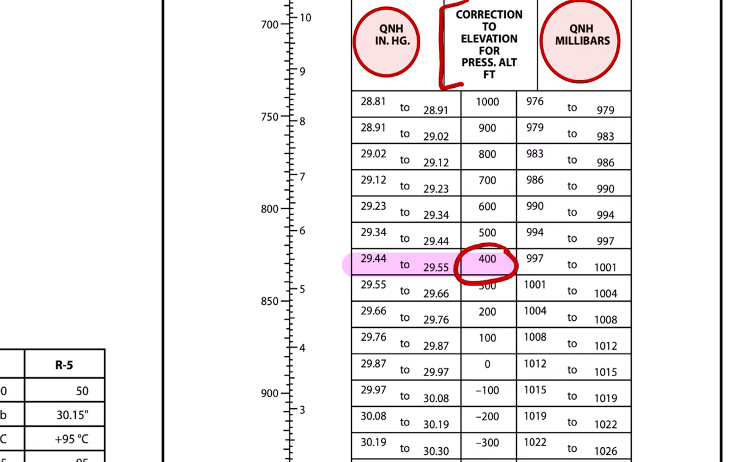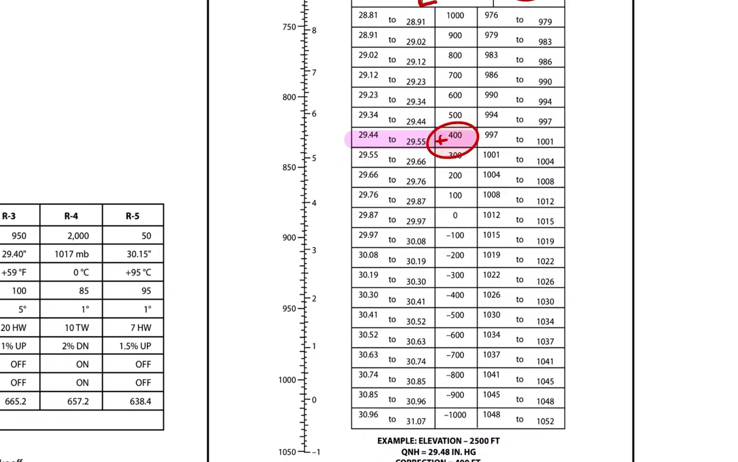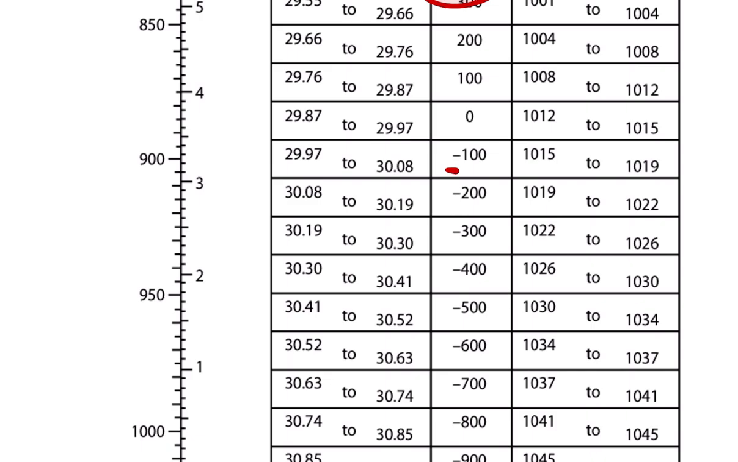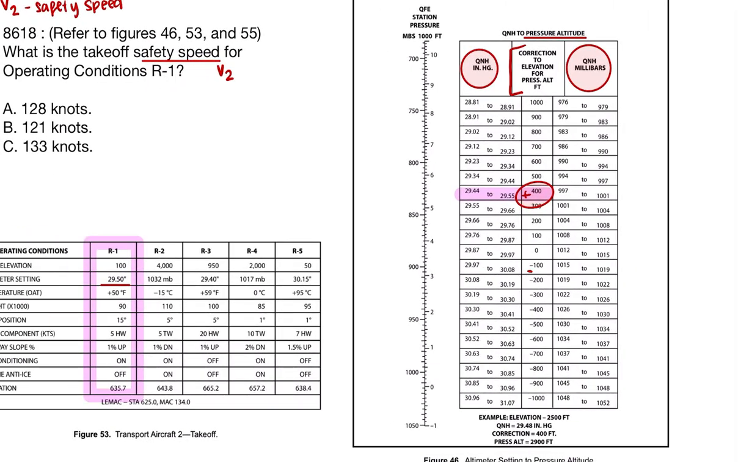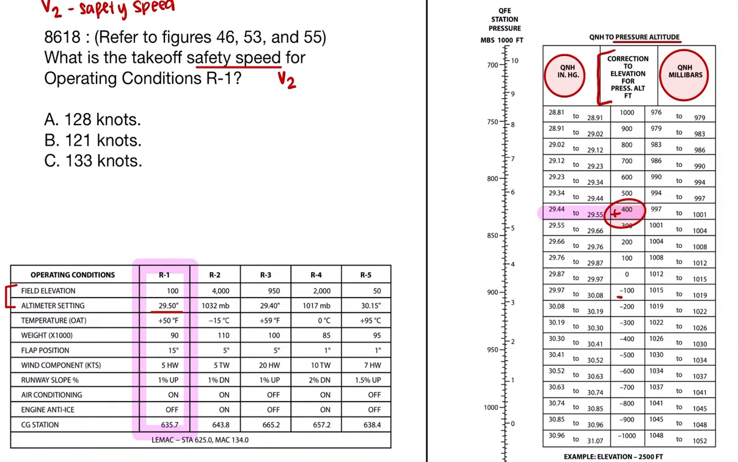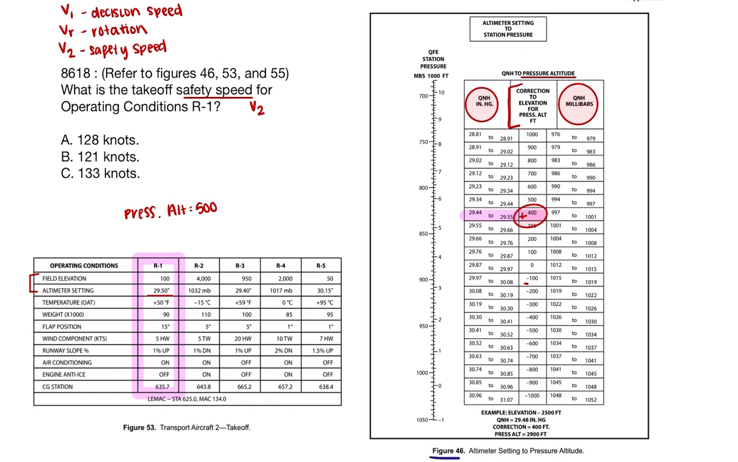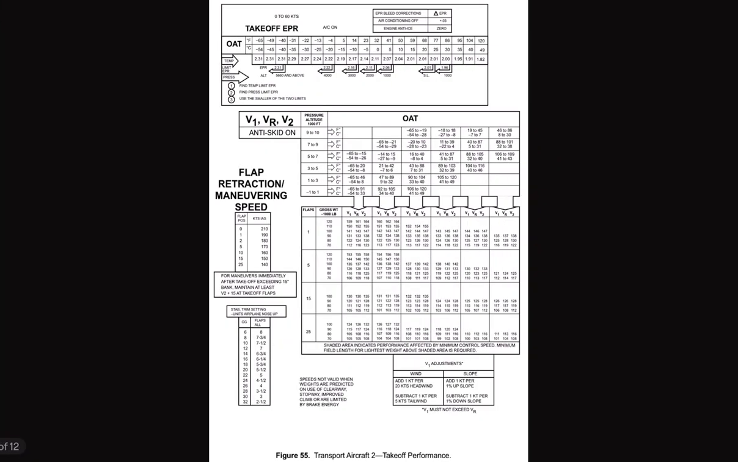And sometimes you will have to subtract. So if there's no symbol, this is adding 400 feet. You can see down here that they have subtracting. So we know that we need to add 400 feet to 100 feet. So our pressure altitude today is actually going to be 500 feet. So pressure altitude, 500 feet. So now that we have that information, we can go ahead and head on over to figure 55.